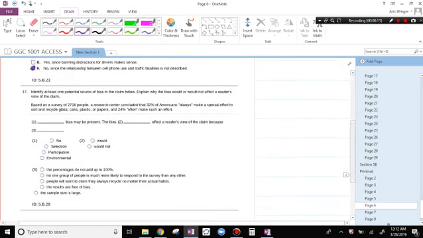Identify at least one potential source of bias in the claim below. Explain why the bias would or would not affect the reader's view of the claim. Based on a survey of 2,718 people, a research center concluded that 32% of Americans always make a special effort to sort and recycle glass, cans, plastic, or papers, and 24% often make such an effort. So this might suffer from participation bias. It might be present. The bias would affect the reader's claim.